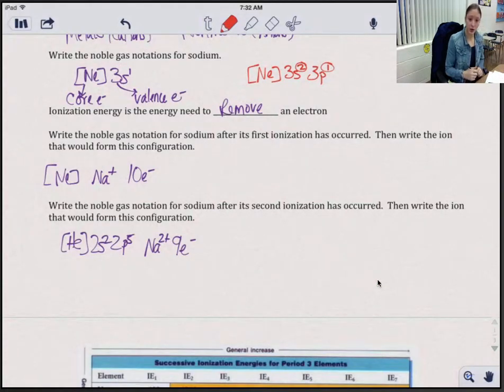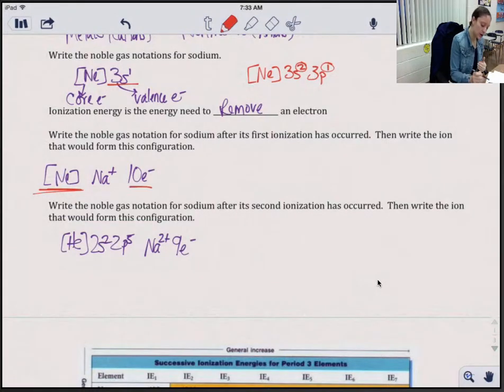The ionization energy is the energy needed to remove an electron. So if I want to take one of sodium's electrons, that's how much energy it would take. It's going to be a number. So we're going to write the noble gas configuration for sodium after its first ionization energy, and write the ion that it would form. That means we're going to lose one electron. Sodium has one valence electron, the 3s1, and it's going to lose it to look just like neon. Normally you wouldn't write it like that, but for right now we're just going to leave it, because it's going to help us with this.